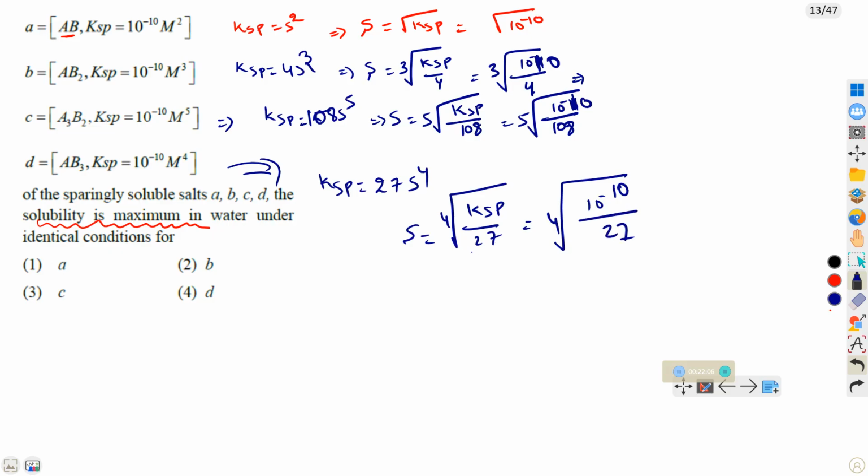27. So based on this, the correct answer is maximum solubility. Maximum solubility means less value, 10 power minus 10. Yes. Third option, C is maximum soluble based on solubility values.